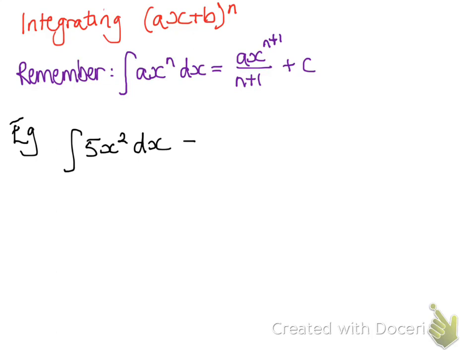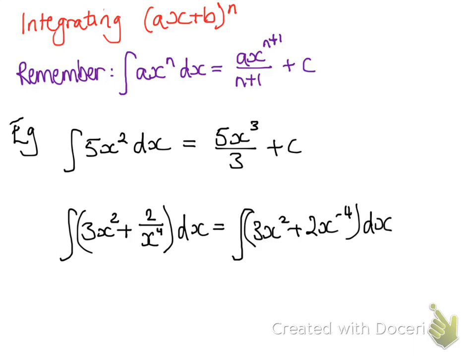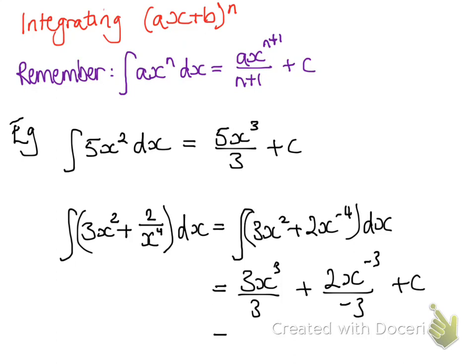So with this one, you're going to increase that power to 3, divide by 3, and plus c. This one is a little bit more complicated. We've got two terms. We integrate each one separately, but before doing that I'm just going to change that 2 over x to the 4 into 2x to the minus 4 to make it a little easier. And we get this happening. Increase the power by 1, divide by the new power, plus c, and then just tidy up at the end.